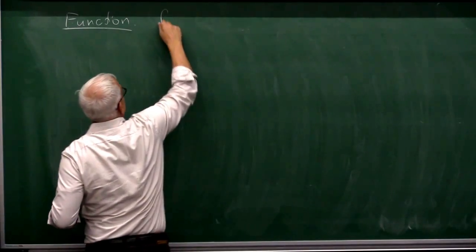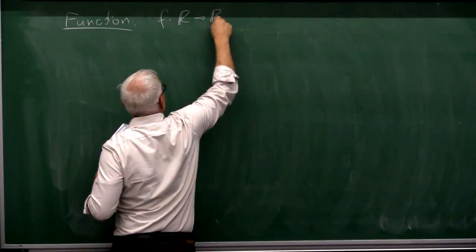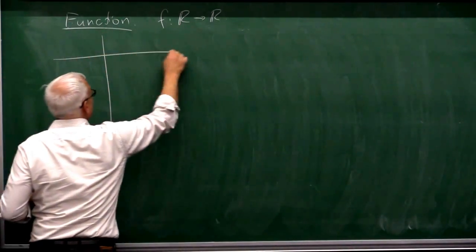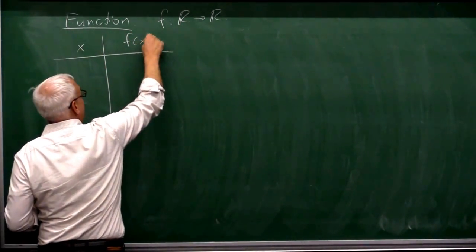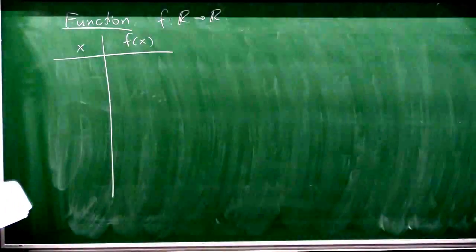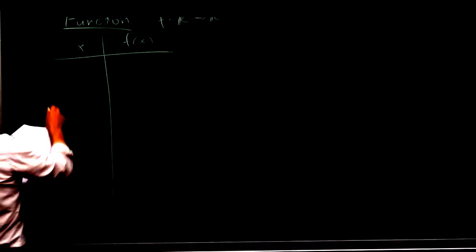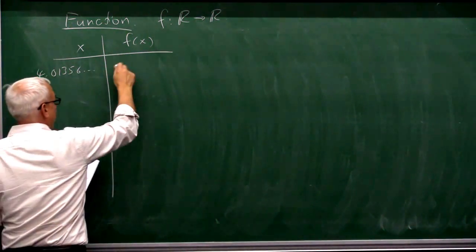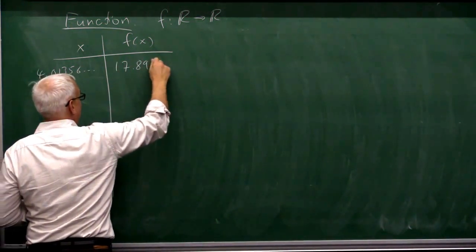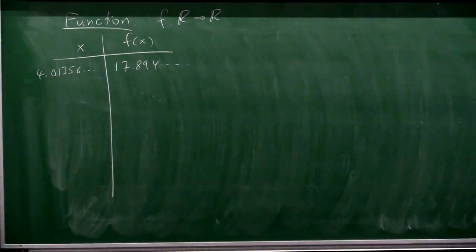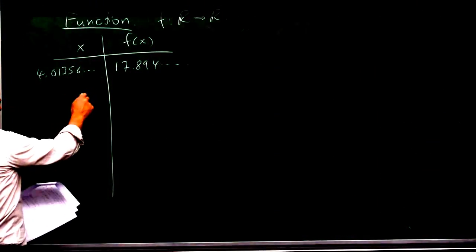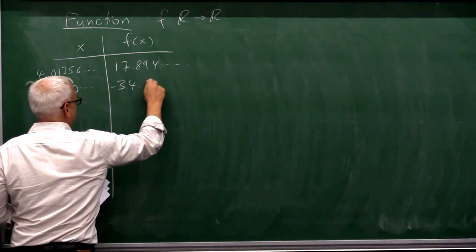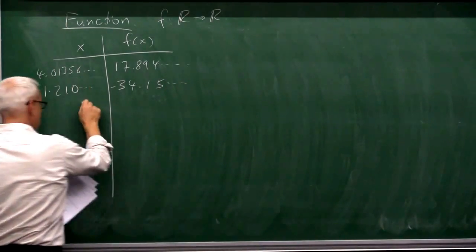So suppose you have a function f from the real numbers to the real numbers. Now we could think about such a function as being essentially an infinite table. Here's x, and here's f of x. So here we're going to list all the real numbers, say 4.01356, blah, blah, blah, and f of x happens to be 17.894, whatever it is. So you go through all the real numbers, and you figure out what the corresponding f of x is, and you write it down. And you imagine this whole table.